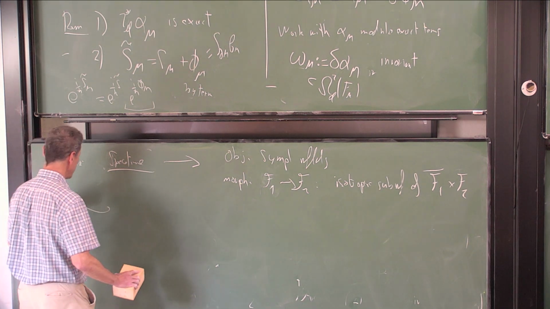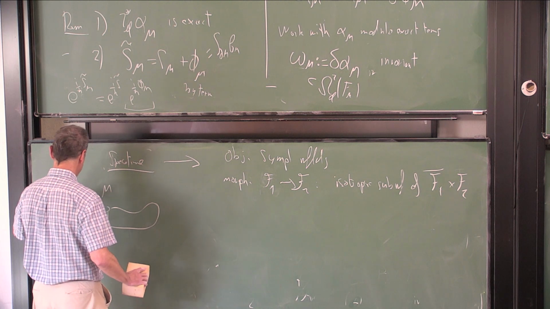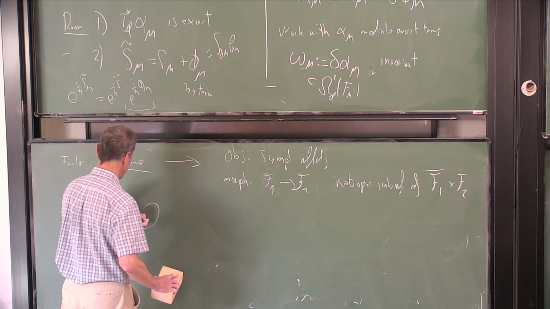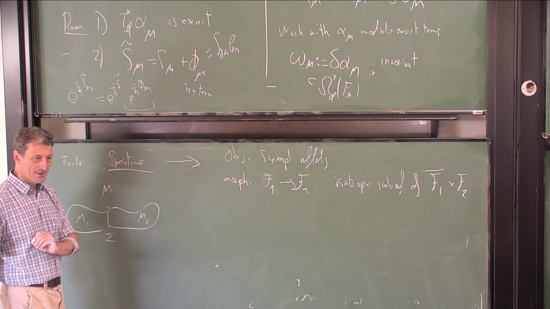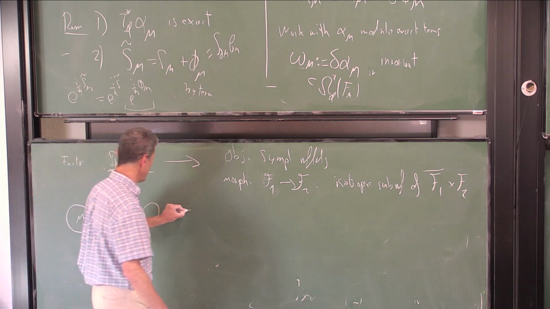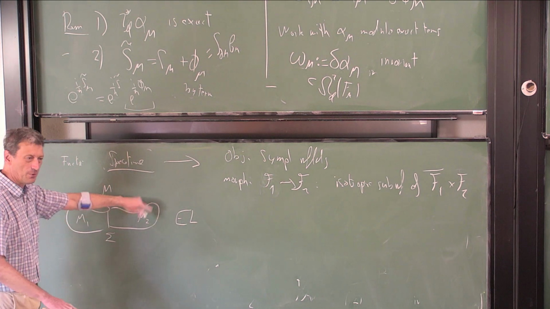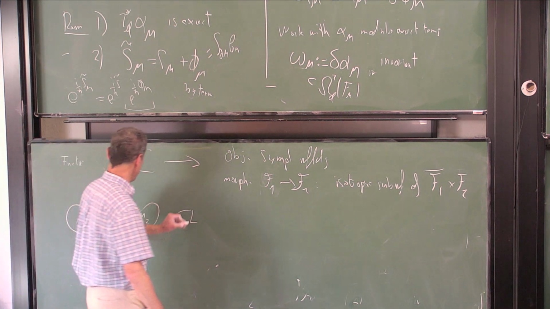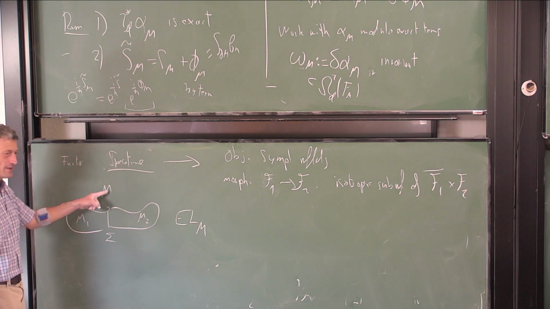So the composition is, let me just go here. Suppose that you have your manifold M, which is built, for example, by gluing together M1 and M2 along the common boundary sigma. Now think a moment, what is the Euler-Lagrange equation? I suppose, for simplicity, there could be other boundary components, but let's ignore them. So what is the space of solutions to the Euler-Lagrange equation on M?